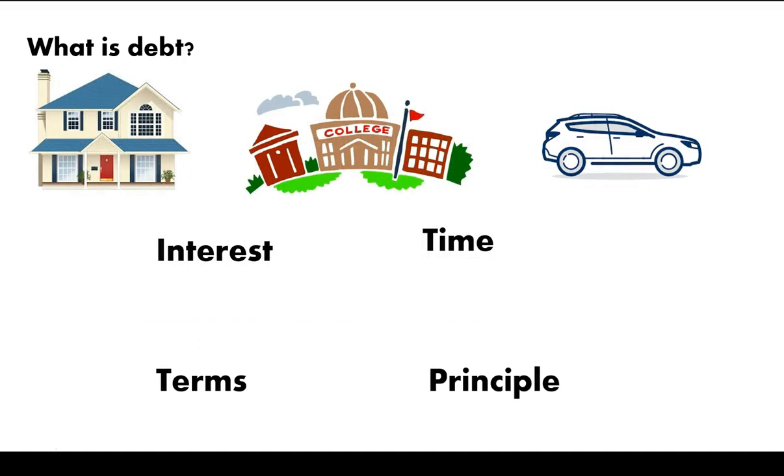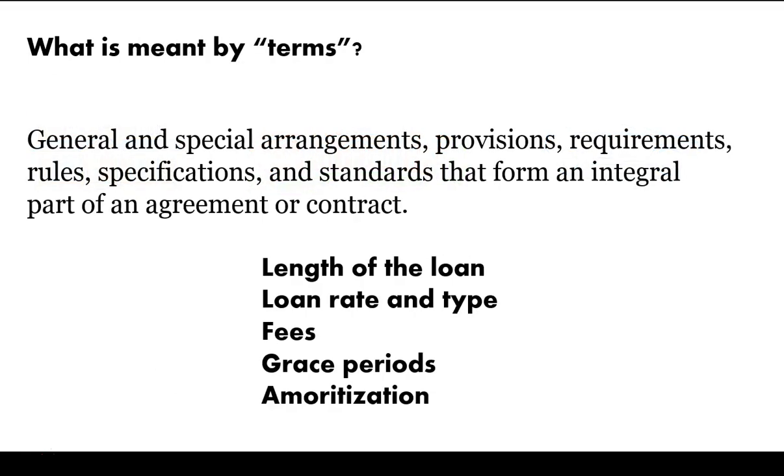So when you go into debt, these are the four things that come into play: the interest rate that you're paying, the timing, the general terms, and the principal. So I'm going to go through and look at each one of these, look at these different components of what a debt is, and show you, we finally get to that last question. So what is meant by the terms of a debt?